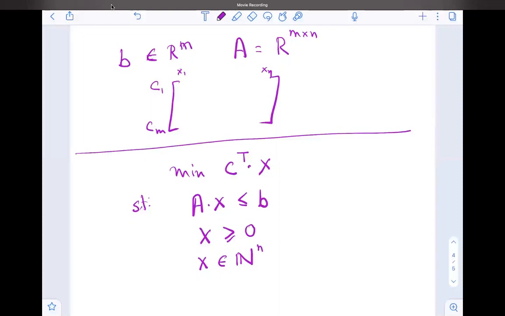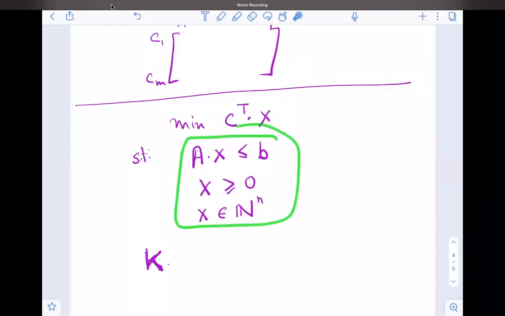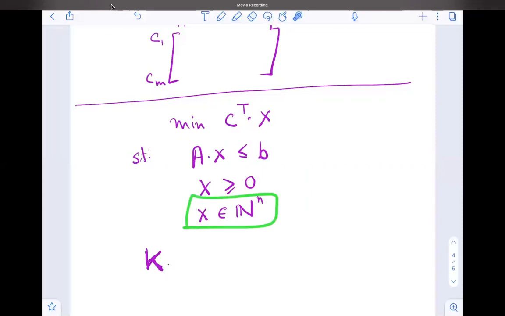So in the case of the decision problem, you have also been given a K. And the question is, is there an instance that makes this C transpose dot X less than K while maintaining all of them? Okay, sir. Got it. So this is the formal definition of an ILP or an LP, whatever you want to call it. It's only here that the ILP and LP differ. If it is R to the power n, then it is LP. If it is N to the power n, then it is ILP.